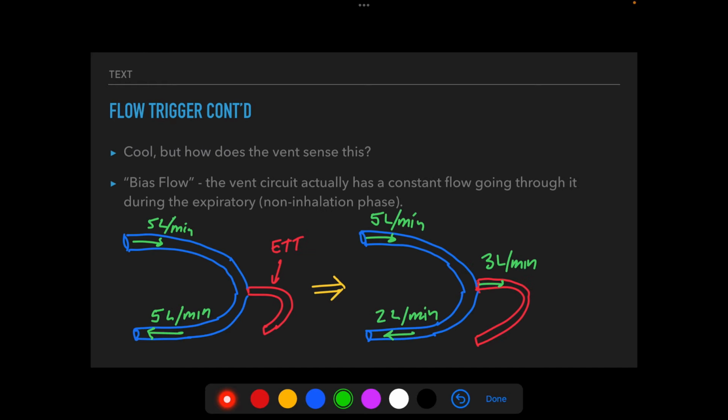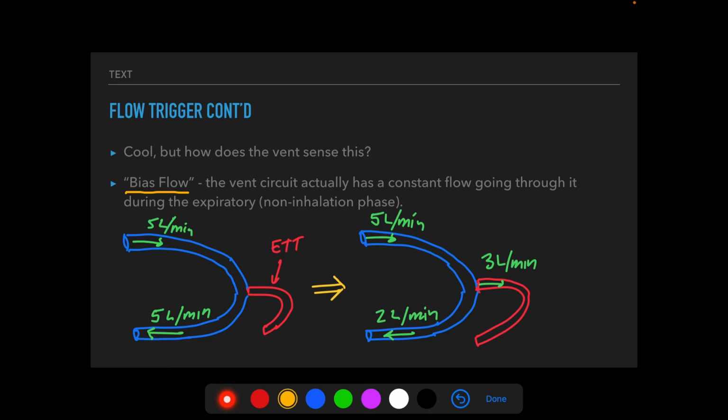A little more on flow trigger. Cool, it's great. Now we know about flow triggering, but how exactly does the vent sense this? Well, the ventilator is actually going to have a bias flow flowing through it at all times. So the vent circuit actually has a constant flow going through it during the non-inhalation phase.